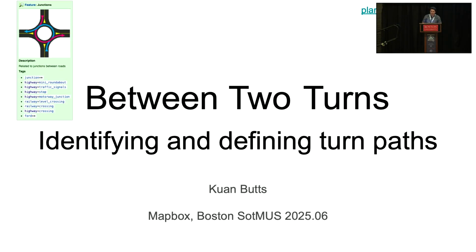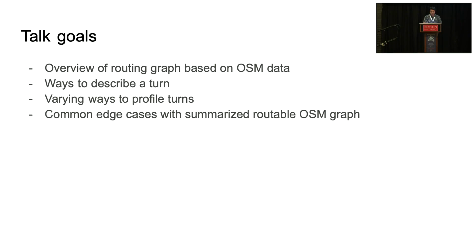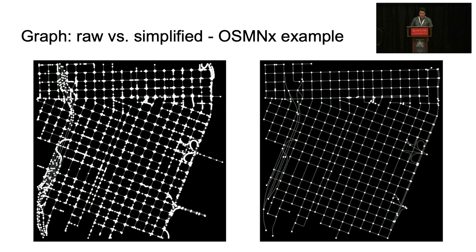I'll just be talking about turns from the perspective of routing and how that relates to OSM data. And hopefully this is coherent. Okay, so I'm going to talk about ways to describe a turn, varying ways to profile a turn in terms of routing time, and then common edge cases with OSM data.